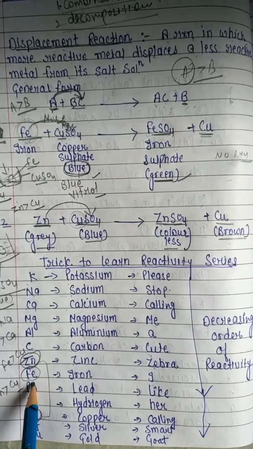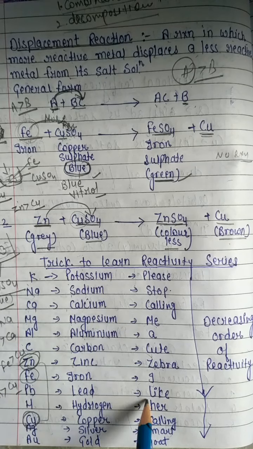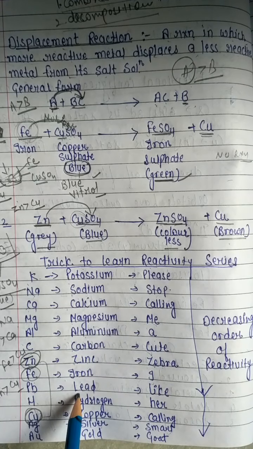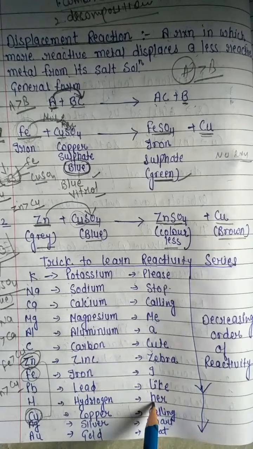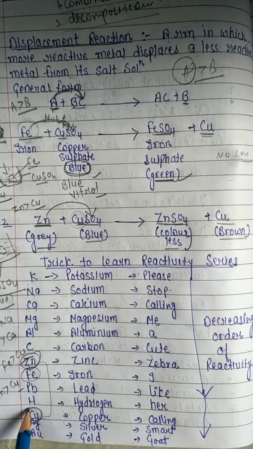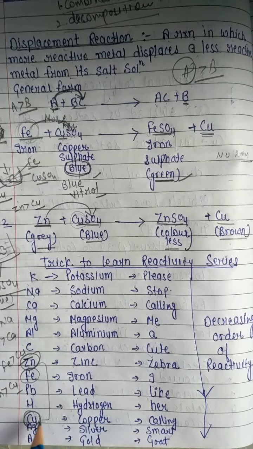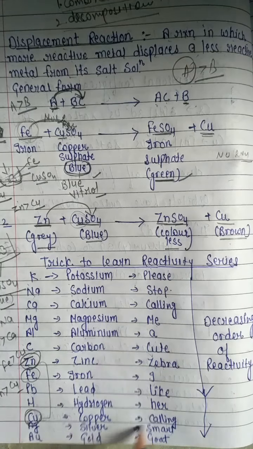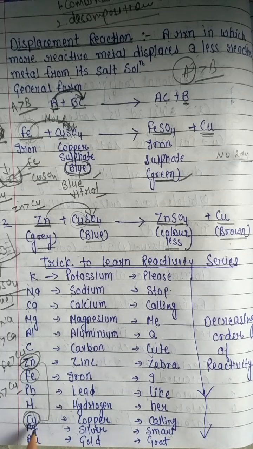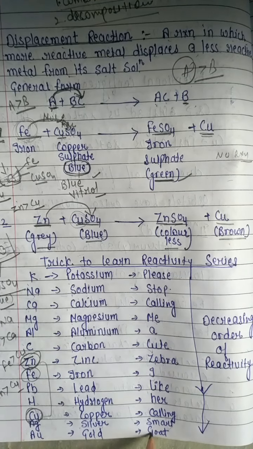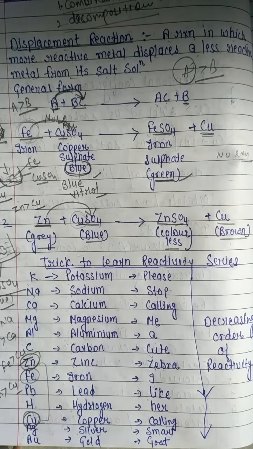I means iron, symbol of iron is Fe. Like, that is lead, Pb. Her, hydrogen, symbol is H. Calling, copper, Cu. Smart means silver, symbol of silver is Ag. God means gold, and symbol of gold is Au.